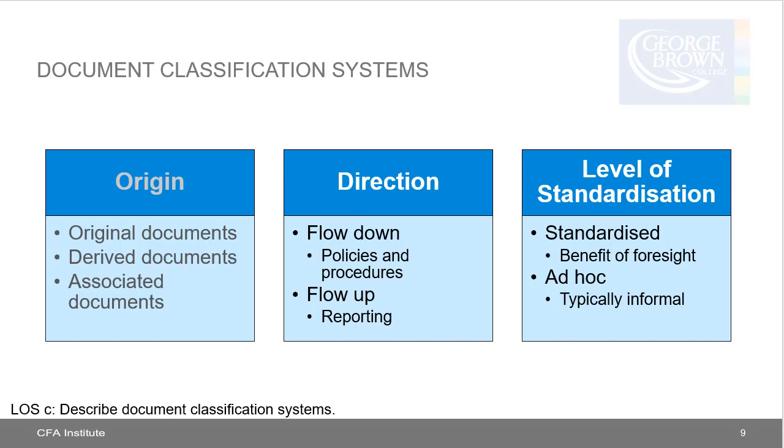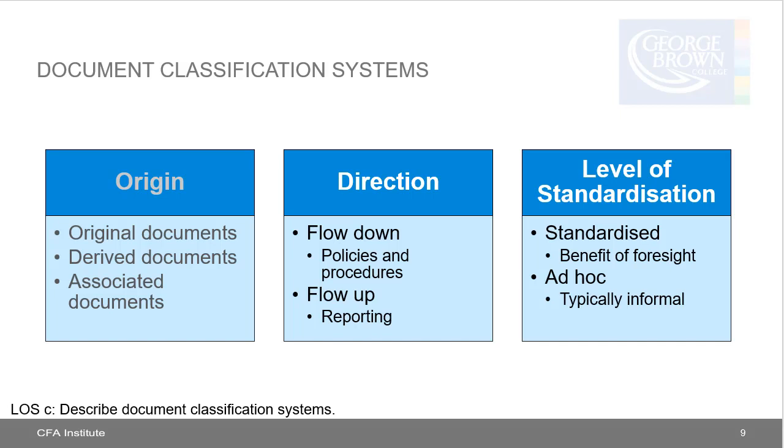A distinction can be made between standardized and ad hoc documents. Standardized documents have the benefit of foresight. That's a very important sentence. There are questions based on that. Standardized documents have the benefit of foresight. They are crafted for a specific purpose and consider various alternative uses. Some standard contracts are tailored by negotiation, but their form, content, and purpose have been pre-established.